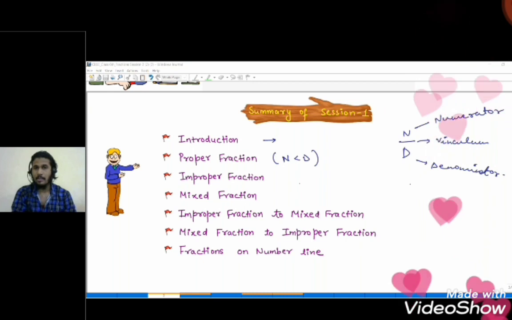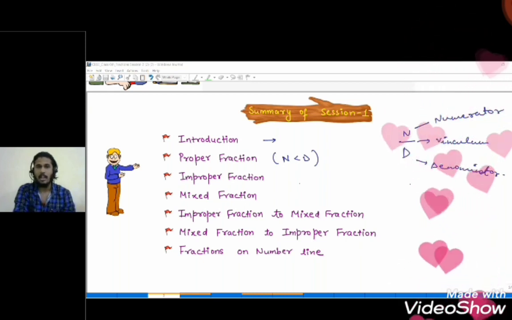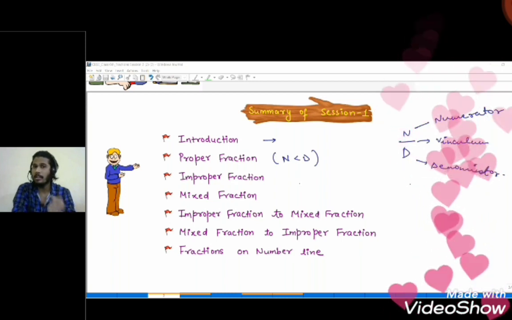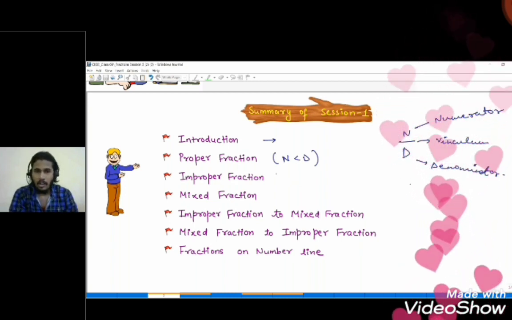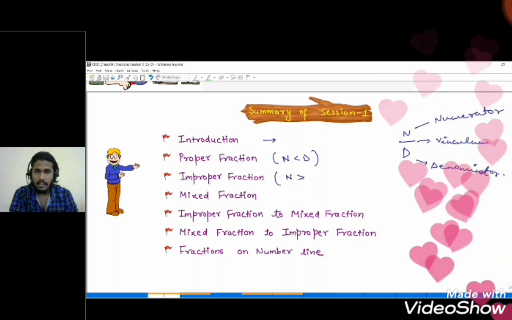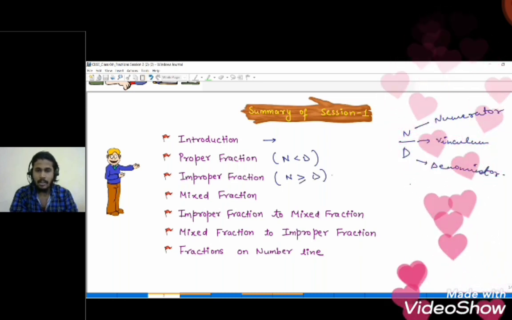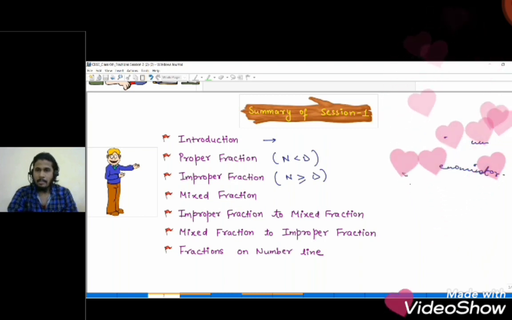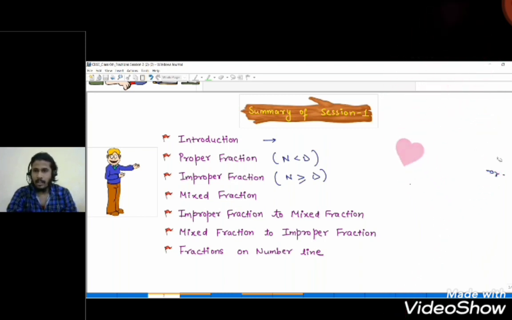Now, what are improper fractions? Improper fractions are those fractions where the numerator is either equal to the denominator or greater than the denominator. So, numerators are either greater than or equal to the denominator. So, it's better that we start taking examples.